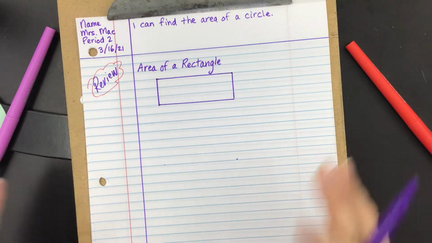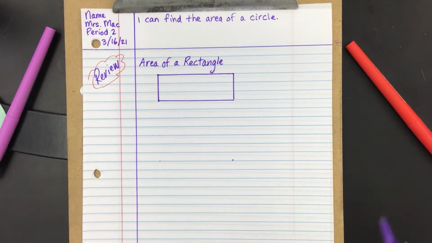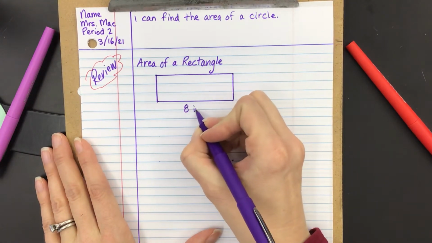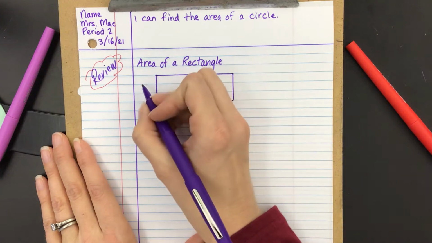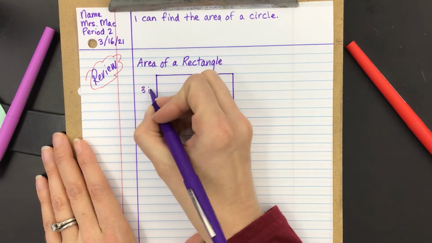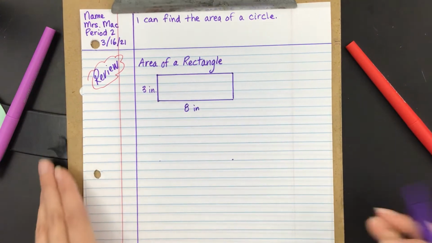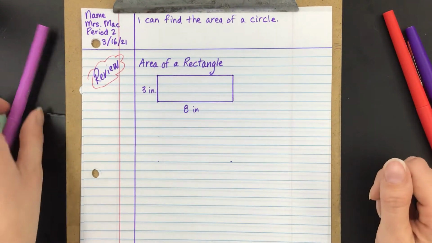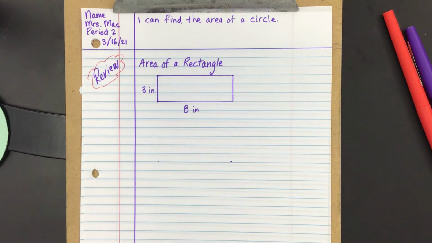Okay, so here's our rectangle, and I'm going to say that our rectangle is 8 inches for the base and 3 inches for your height. Now, I just want to remind you that this is different than length because area, you're basically finding how many little square units take up the space in that shape.